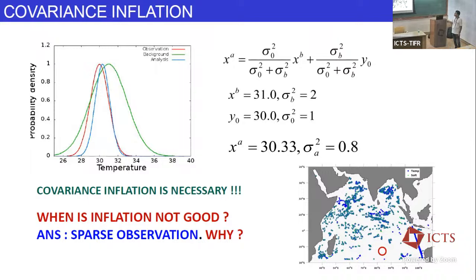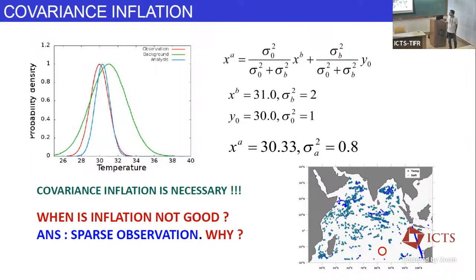For the observation, the observation variance is 1, and the mean is 30. So in this case, you can see the red line. The red line is much narrower than the green line, highlighting that there is a lot less uncertainty in your observation than in the model. And the blue line is your analysis. If you plug all these 4 values into this equation, you will see that the mean is 30.33. That is, it has inclined closer towards the observation. So the model was 31, the observation was 30.